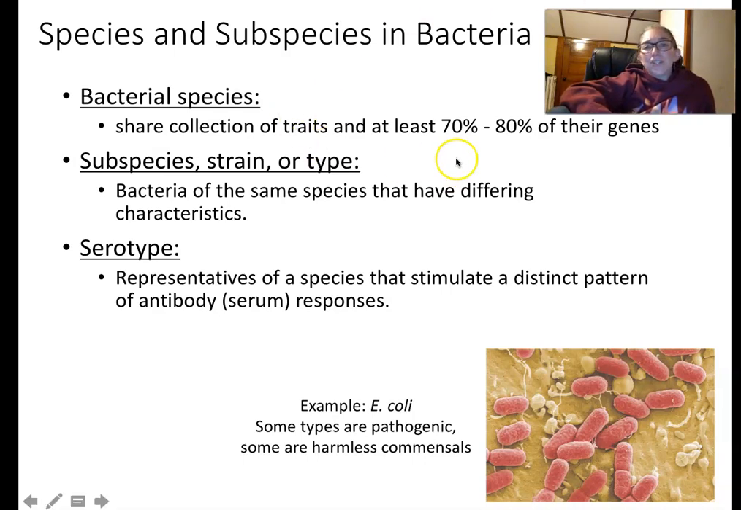They usually share traits, but they have to share at least 70 to 80% of their genes, which is still not a ton. I mean, I think chimpanzees are like 98% the same genetically as humans, and we're a different species. So bacteria have a lot of genetic variability, and we can still say that they're the same species.